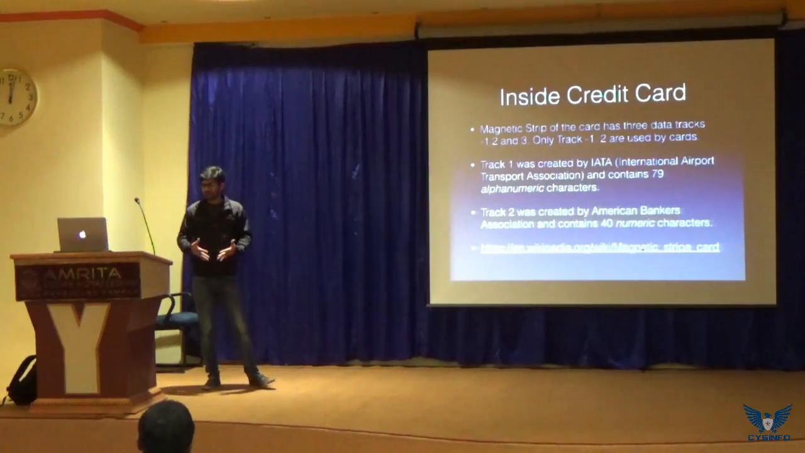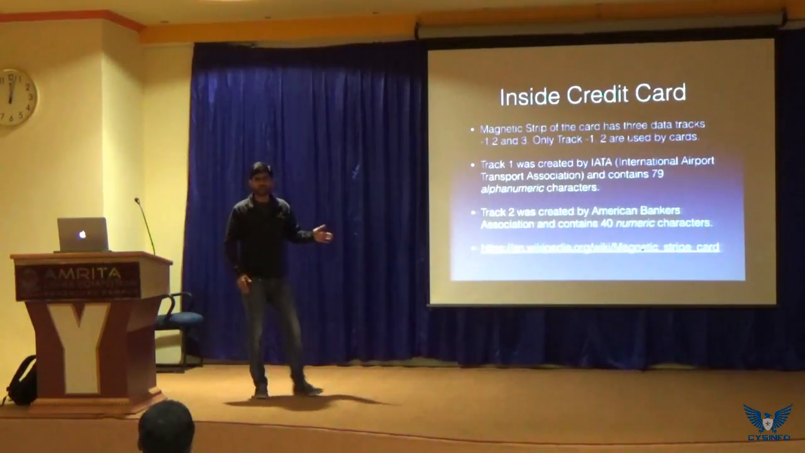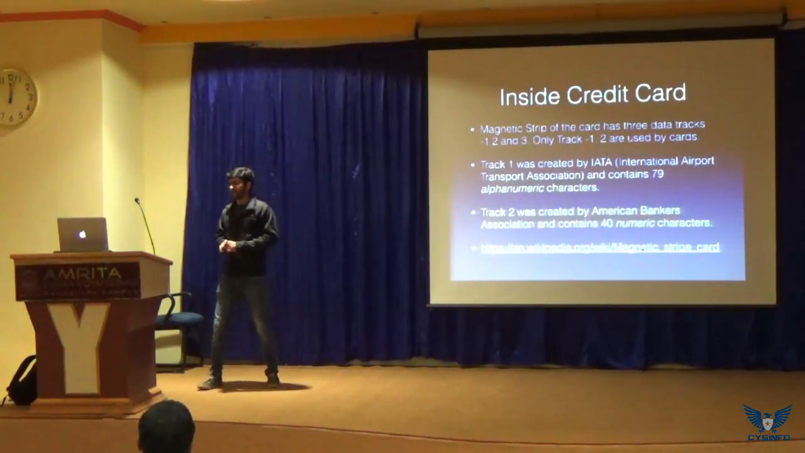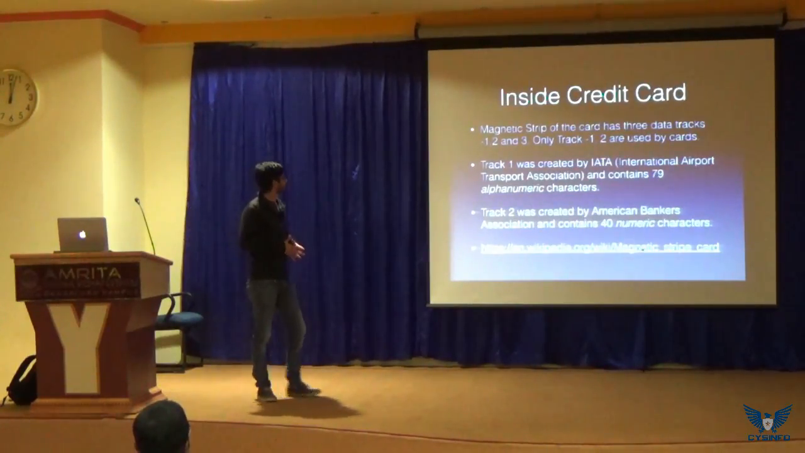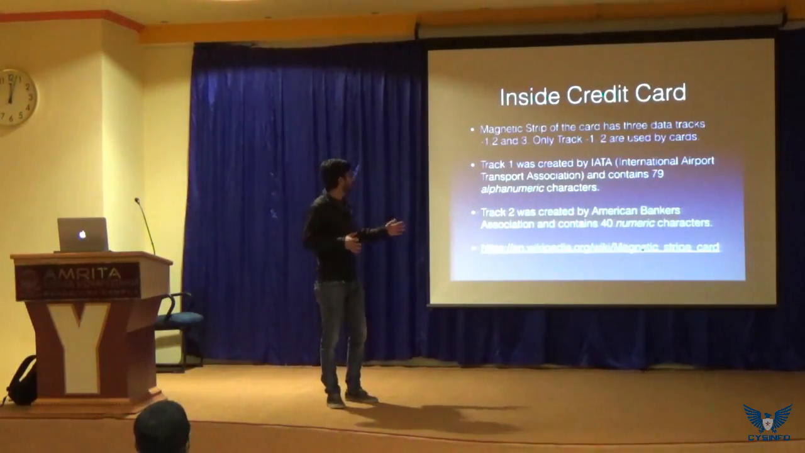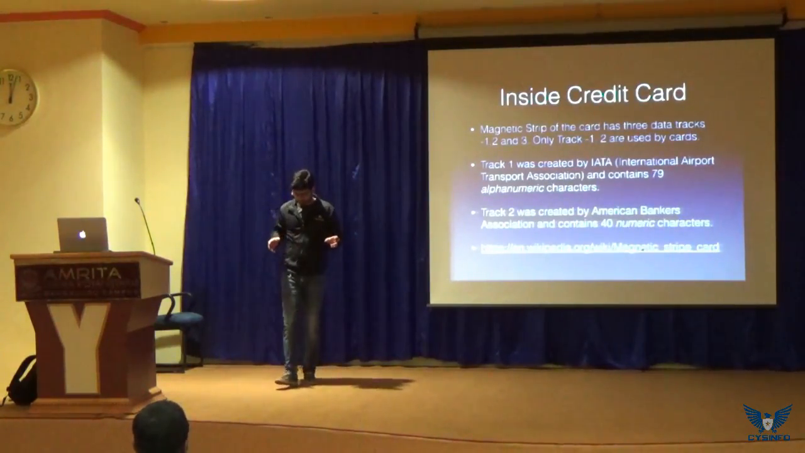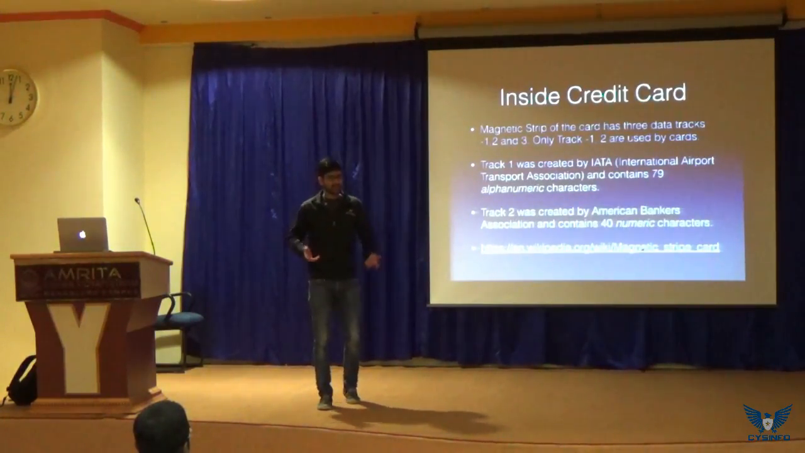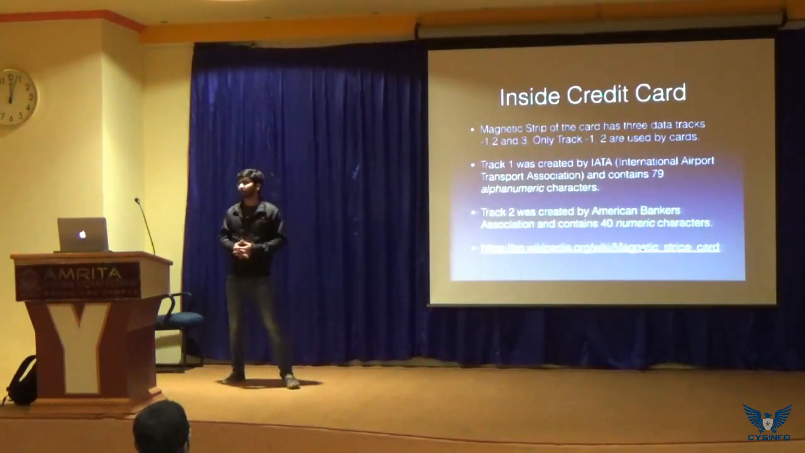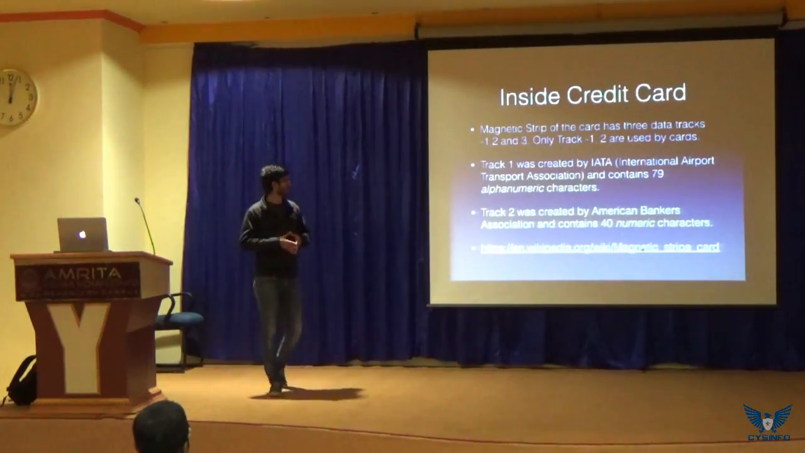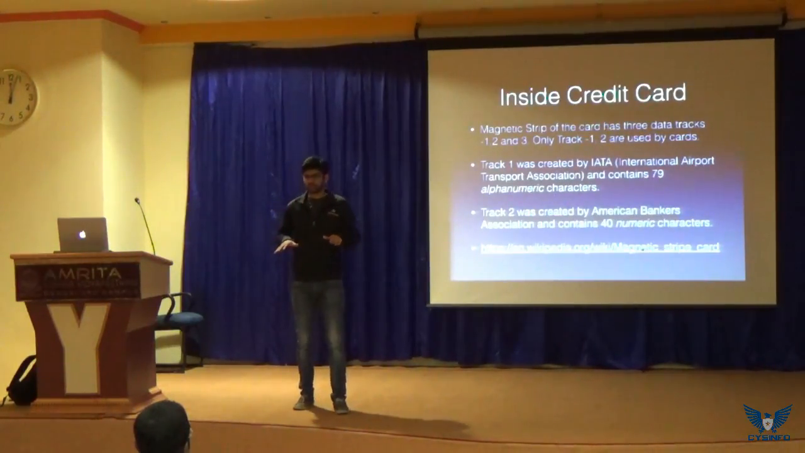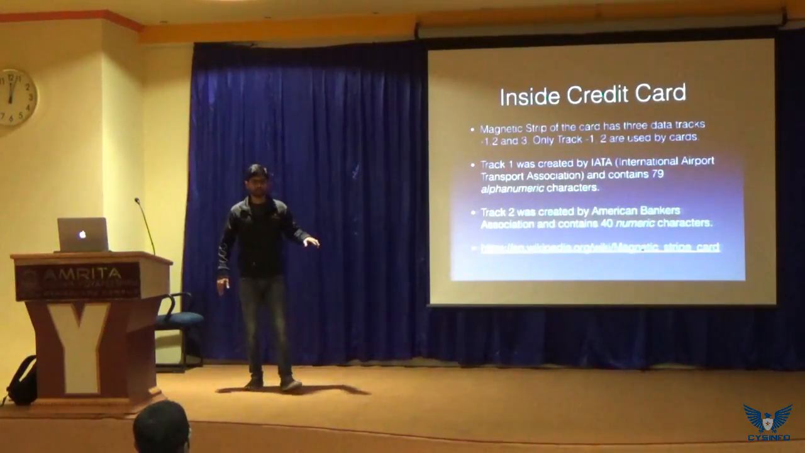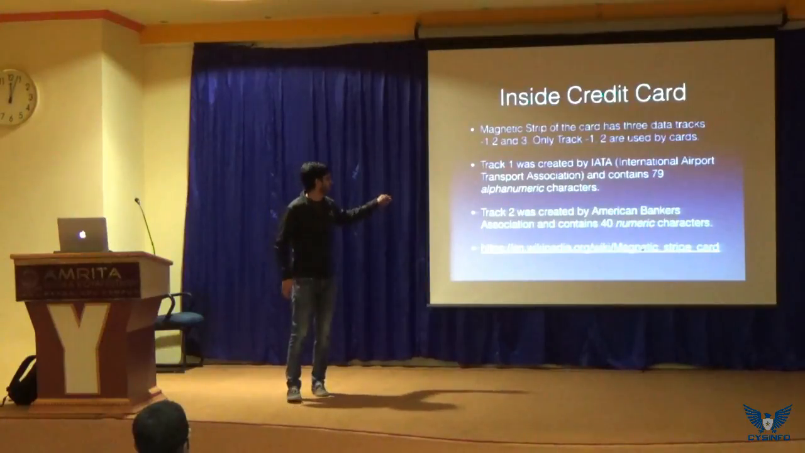Normally, when we have this magnetic strip, there are three data tracks, track 1, track 2, and track 3. Track 3 is not really used; track 1 and track 2 are used. Track 1 was created by the International Air Transport Association, and it is a combination of alphanumeric characters. So basically your card number, your name, expiry date, and all of this information. And track 2 was created by the American Bankers Association, and it contains 40 numeric characters. The difference between track 1 and track 2 is that track 1 is alphanumeric, and track 2 is numeric, and its size is also less than the track 1 data.